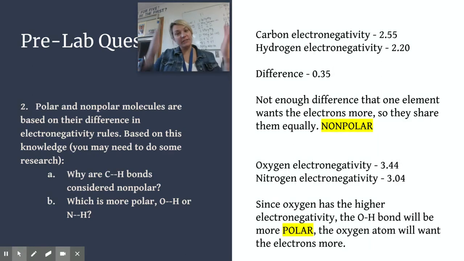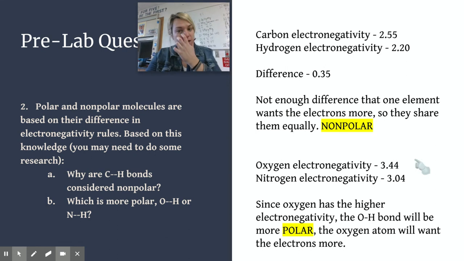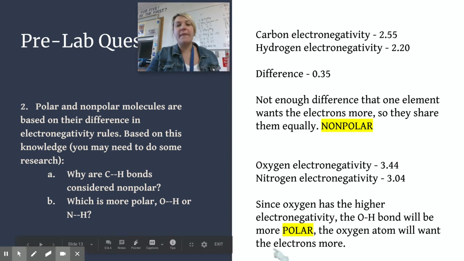The second one is now we have to compare oxygen and nitrogen, right? Because they're both bonded to hydrogen. So we know hydrogen's electronegativity is 2.20, right? So really we just have to consider who has the higher electronegativity, oxygen or nitrogen. If I look up their values, oxygen has an electronegativity of 3.44, nitrogen has an electronegativity of 3.04. So since oxygen's electronegativity is higher, that means that it's going to have a more polar bond, meaning oxygen wants the electron from hydrogen more than nitrogen wants the electron from hydrogen. So that bond would be considered more polar.